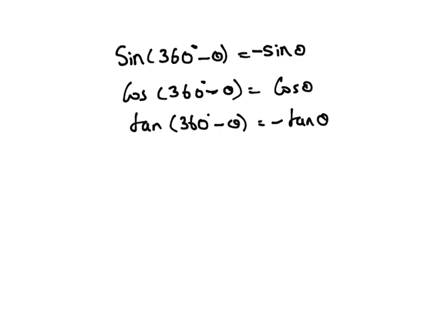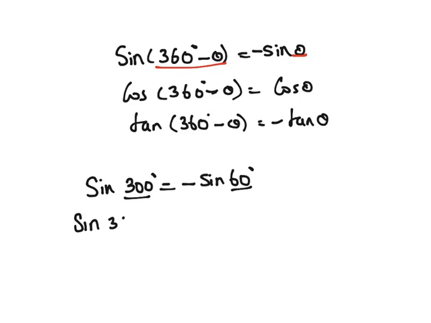What it means is, as you can see, this angle and this angle add up to 360 degrees. So what it means is sine 300 degrees will have the same value as minus sine 60 degrees. You can see 300 and 60 add up to 360, and sine 340 degrees will have the same value as minus sine 20 degrees. As you can see, 340 and 20 add up to 360.